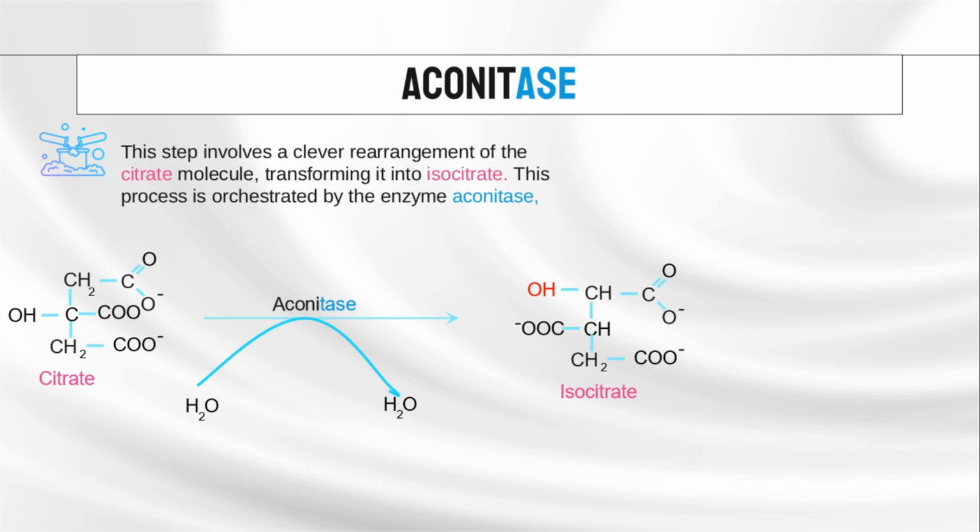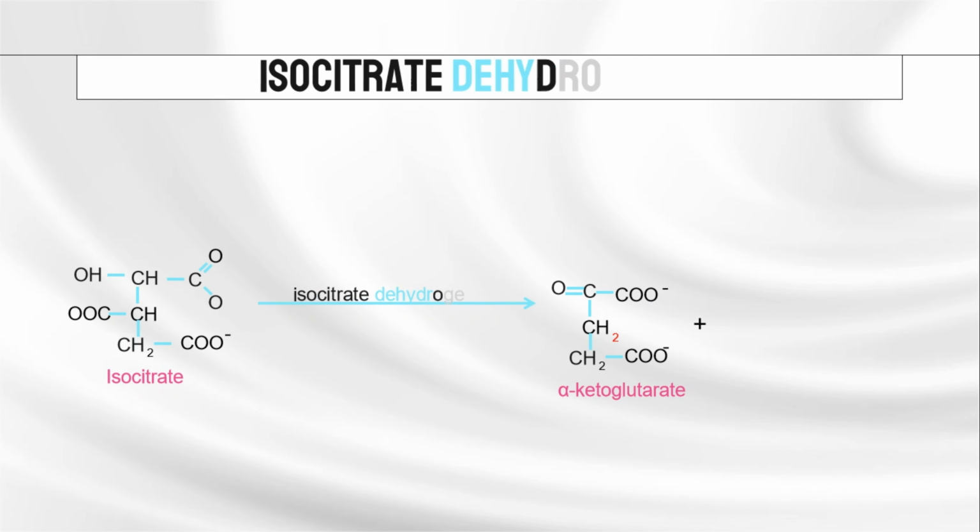Next up in our journey through the citric acid cycle is the oxidation of isocitrate. This step is a crucial turning point in the cycle. In this step, isocitrate undergoes oxidation to form alpha-ketoglutarate. This reaction is expertly catalyzed by the enzyme isocitrate dehydrogenase.